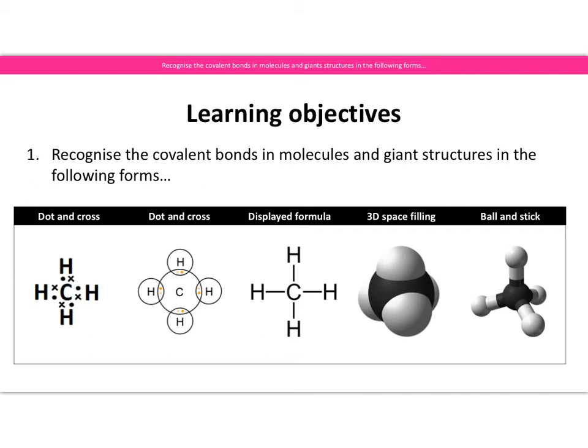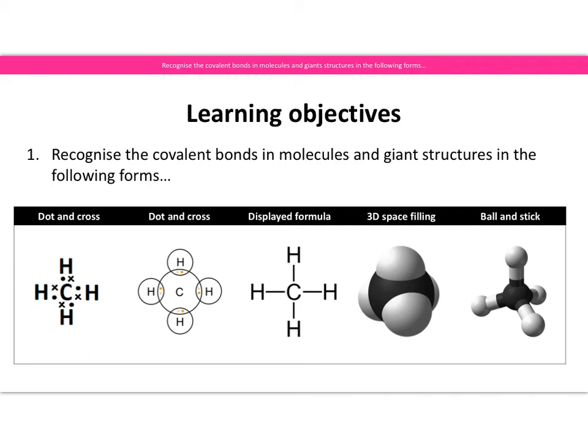And then we've got something called displayed formula. That's a very, very common way of representing or drawing molecules. At A-level chemistry in particular, you would be drawing a lot of molecules in this way. Then we've got 3D space filling, which gives you a sense of the volumes of each part of the molecule. And then we've got a ball and stick, like we had with ionic, where we have each atom and then a stick to any connected atoms.